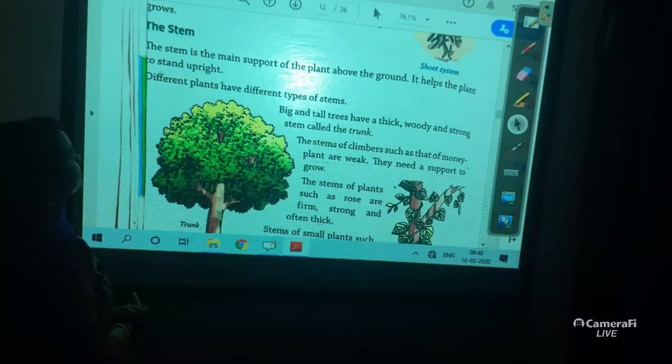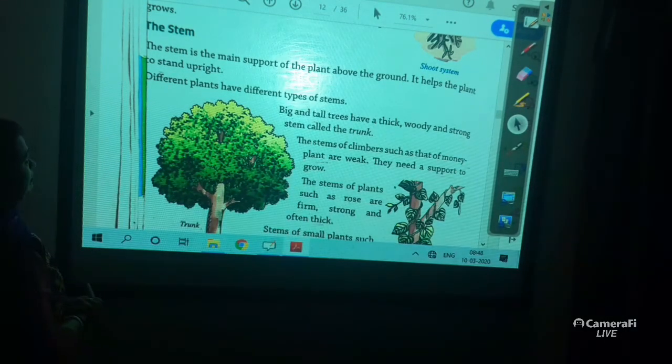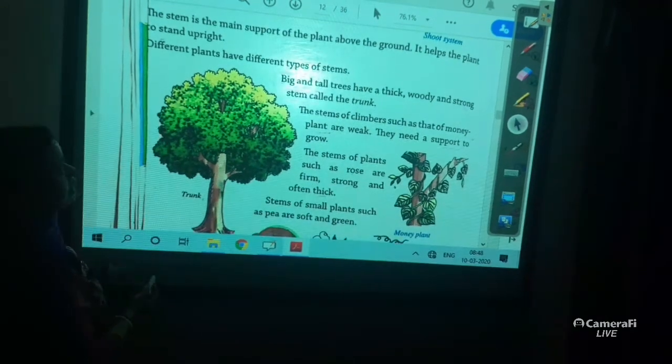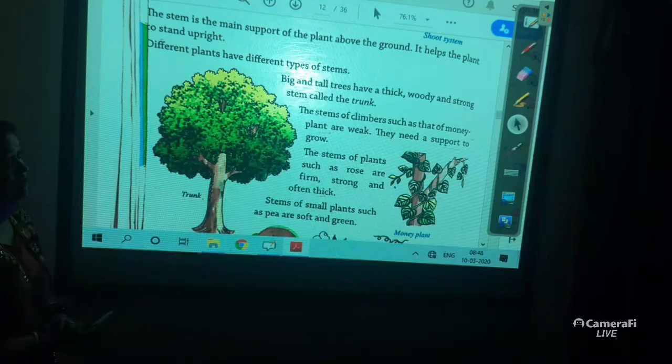Now, the first part of the shoot system, the stem. The stem is the main support of the plant above the ground. तो देखो जो stem है वो plant को खड़ा रहने के लिए support करते हैं. मिट्टी के नीचे में plant को कौन support देते हैं? Root. Under the ground, the support is provided by the root to the plant. But above the ground, the stem gives support to the plant. मिट्टी के ऊपर support करते हैं stem.